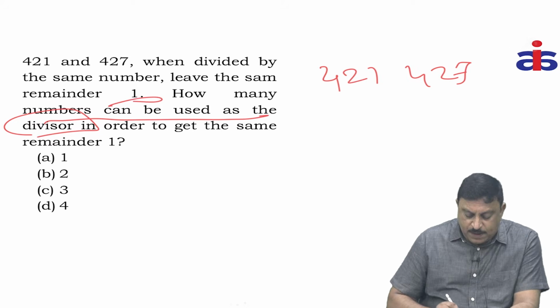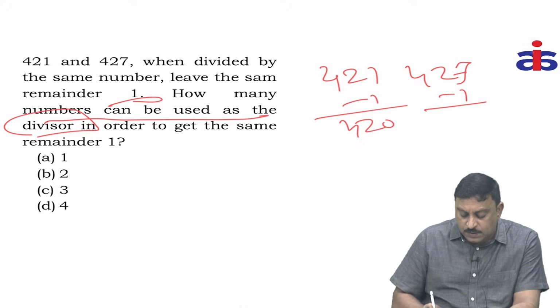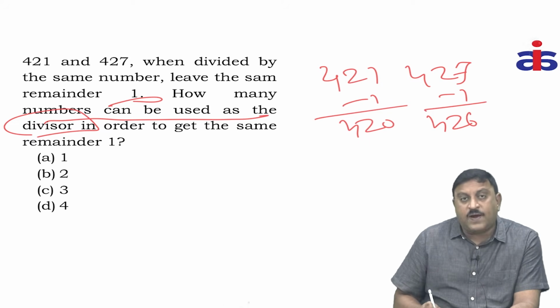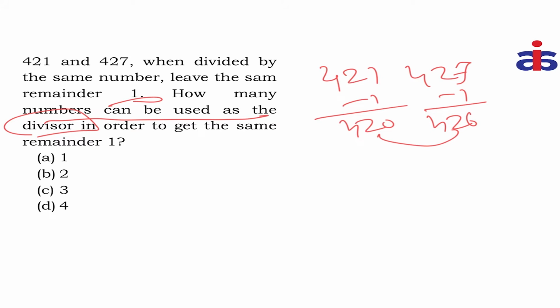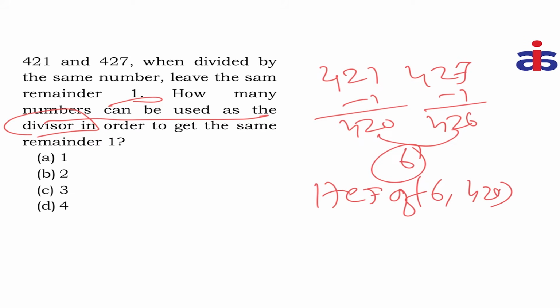To get the same remainder 1, first remove 1 from each of them, that is 420 and 426. Now find the HCF of these. The HCF of 420 and 426 is the same as the difference of the numbers. What is the difference? 6. 6 is the HCF of 6 and 420. HCF of 420 and 426 is the same as HCF of 6 and 420, nothing but 6 only, right? We got 6 first of all.